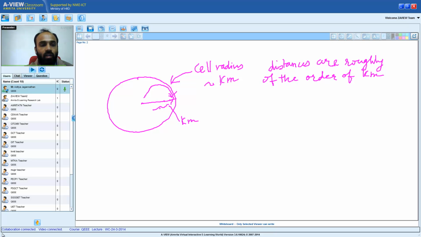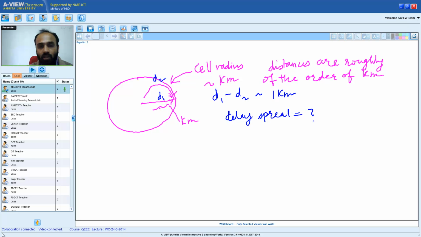If the distances are roughly of the order of kilometers, what can we say about the delay spread? That is, if d1 and d2, the two distances involved in this, are roughly of the order of kilometers, that is, when I am looking at d1 and d2, and d1 minus d2 is also approximately of the order of, let's say, 1 kilometer, what is the delay spread? What is the order of the delay spread? Can someone calculate and tell me what is the delay spread if the distances are roughly of the order of kilometers?